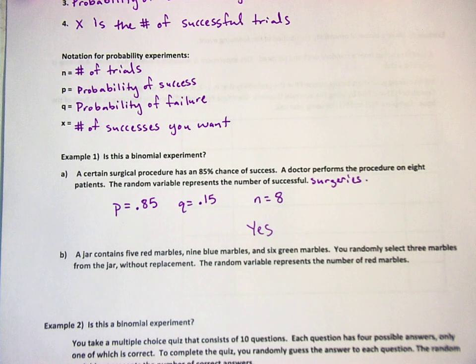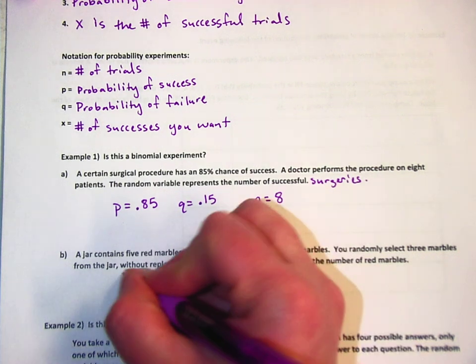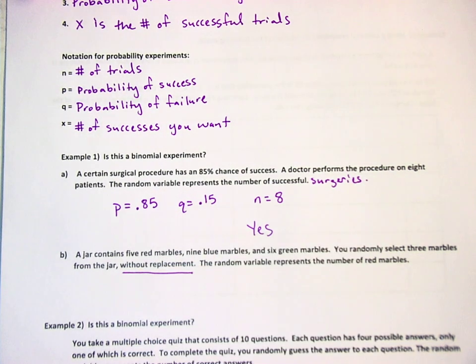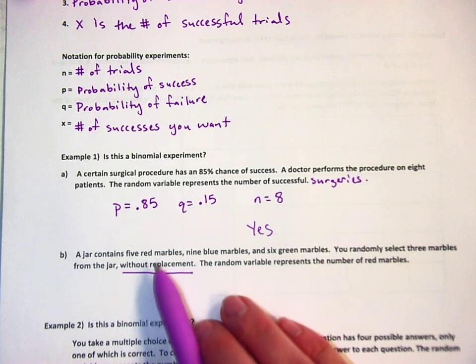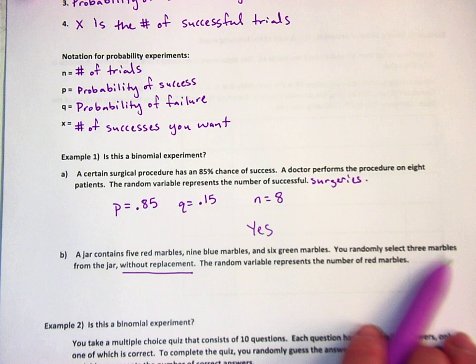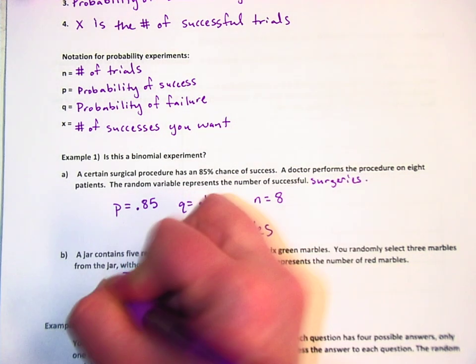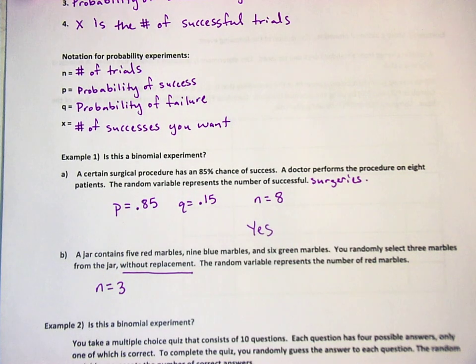Okay, next. A jar contains 5 red marbles, 9 blue marbles, and 6 green marbles. You randomly select 3 marbles from the jar without replacement. That's a big deal. The random variable represents the number of red marbles. Okay, so X in this case is how many red marbles you get. You're randomly going to select 3, so we do have 3 trials that we're doing here.